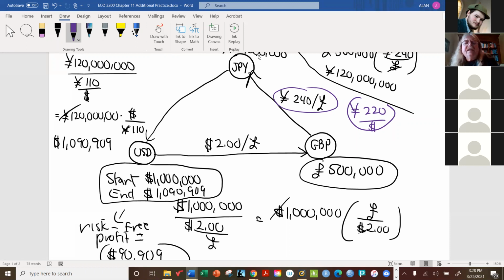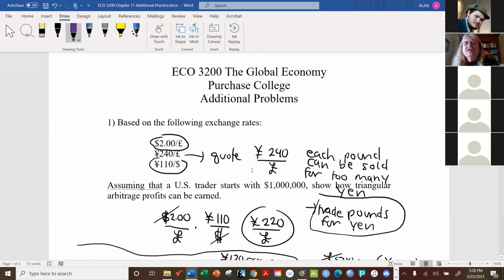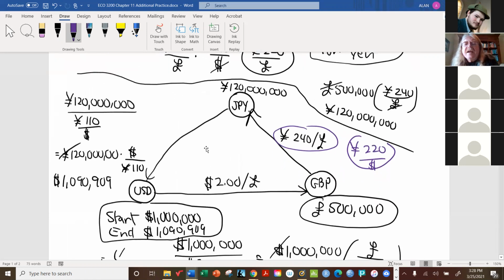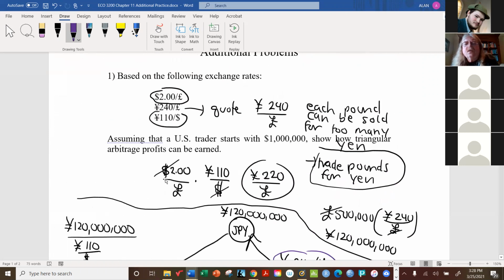All right, and again, this is the kind of thing, if there's ever going to be a discrepancy like this, it would only last for fractions of a second. Really, only computers could take advantage of it at this point in time. But the fact that this could happen is what essentially ensures that all the foreign exchange dealers around the world will make sure that they're giving you the correct quote, because if not, they could lose a lot of money.